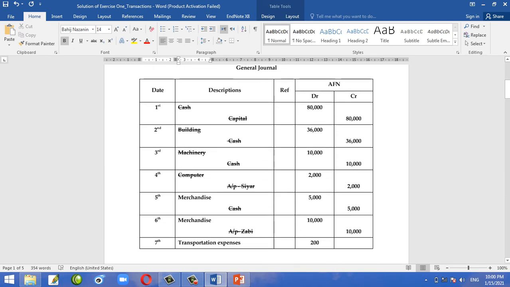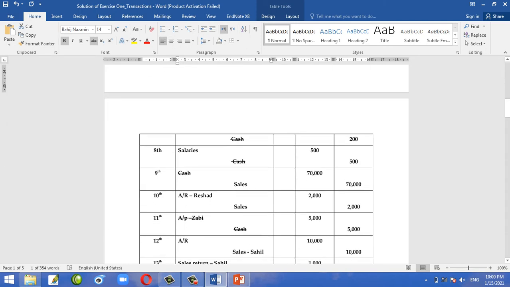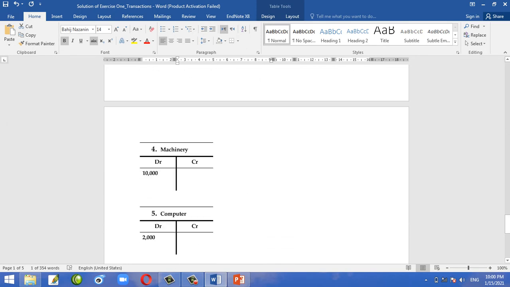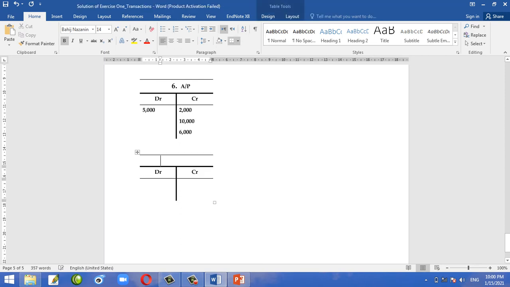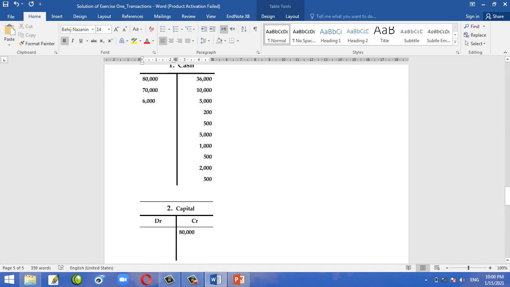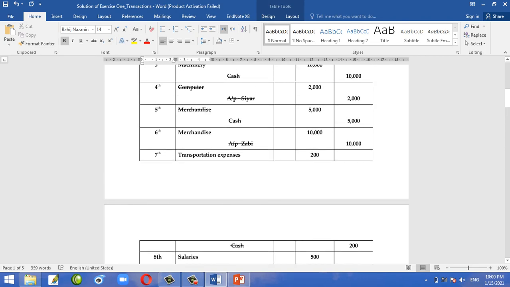Now come to the next one, that is merchandise. You have to write an account for merchandise, and that is worth 5,000 Afghanis. Merchandise as debit. You can also create merchandise. Seventh is merchandise. Debit, how much do we have? I think we had 5,000. I forgot it. 5,000 Afghanis as merchandise.